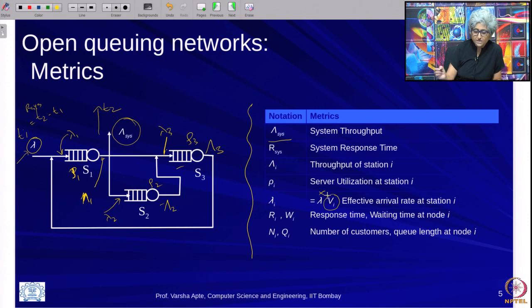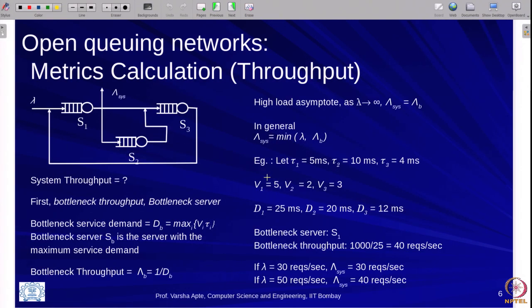Right. So, we will see these examples, but a quick example is if let us say 10 requests per second are coming to the system, and for example, each request visits server S1 twice, obviously we are going to get 20 requests per second here, right? 20 requests per second. So that is how it works. R_i, W_i, N_i, Q_i have the usual meanings. Response time R1 for example will be the whole response time here, W1 will be just the waiting time. Then we have correspondingly the queue length and the number of customers at server S1, similarly for S2 and S3. So let us start calculating them.